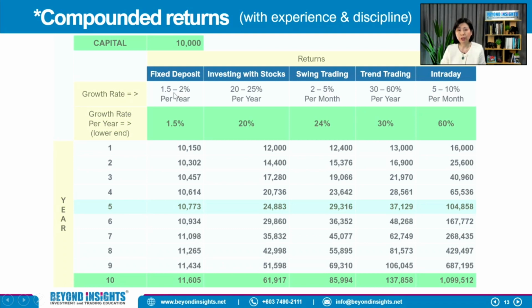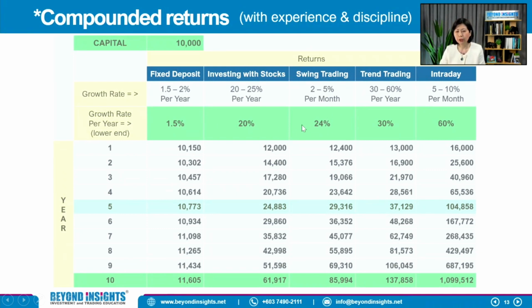For a fixed deposit, depending on the country, it can range from 1.5 to 2% per annum. Investing in stocks, conservatively, you can get about 20 to 25%, depending on whether you're going for a value investing style or growth investing. Even for growth investing, in some years you can get above 30%. But I'm being conservative here in the forecast. When we look at the percentage return, you need to take an average over many years, like a 10-year period, rather than a specific year, where some years could be better and some years weaker. For swing trading, it's about 2 to 5% per month. Right? So you'll be doing a few trades per month, and this is the average. And I will analyze it on the second line here, to turn it into per year.